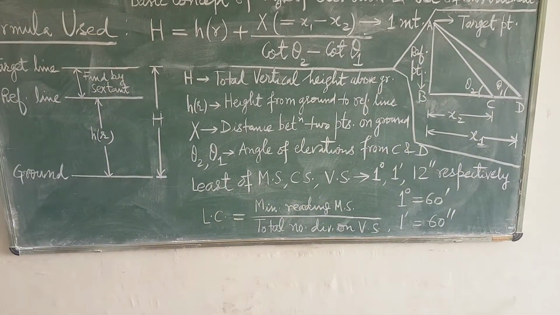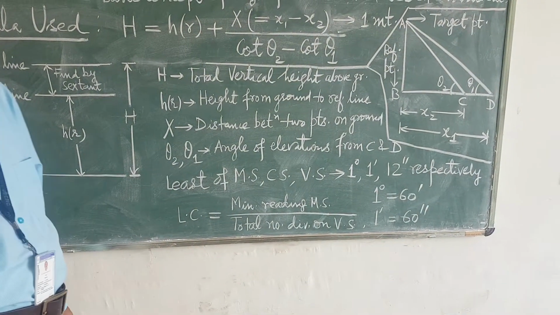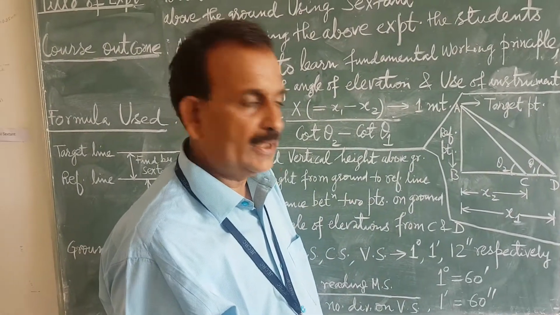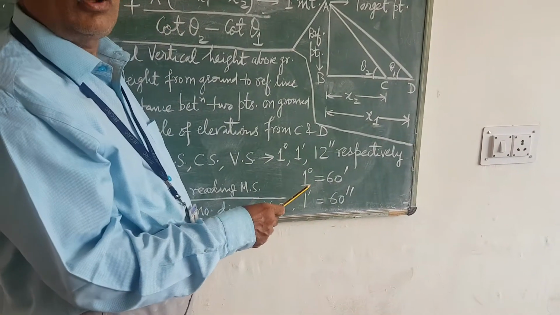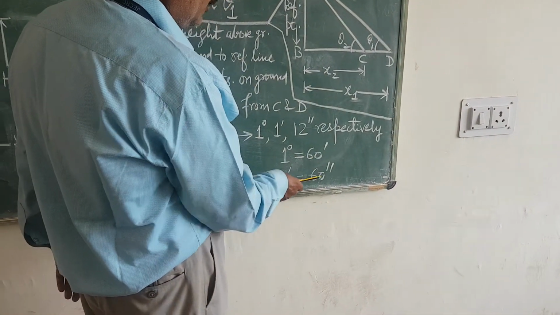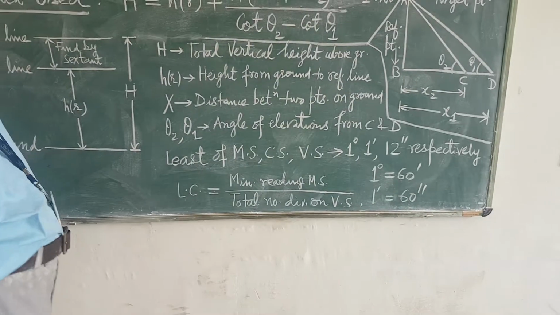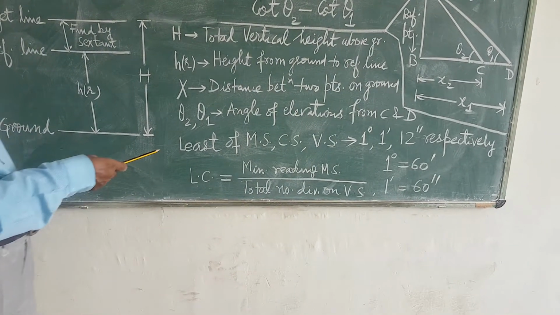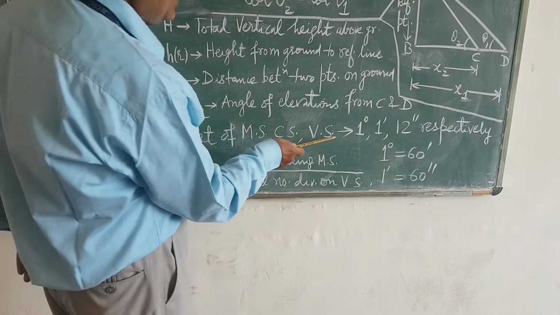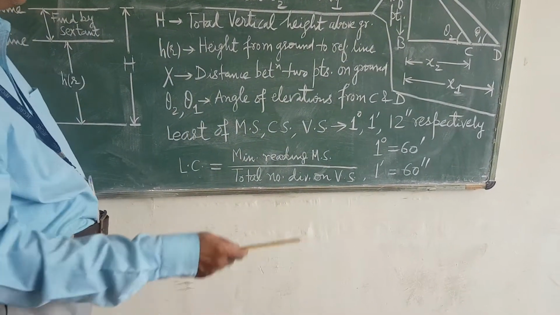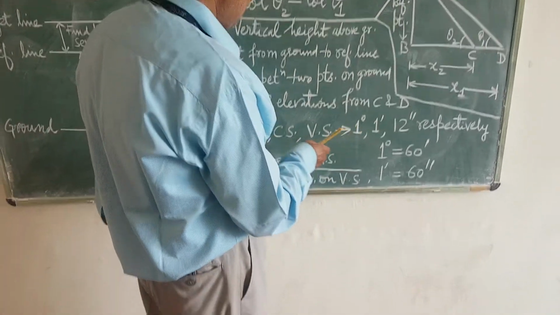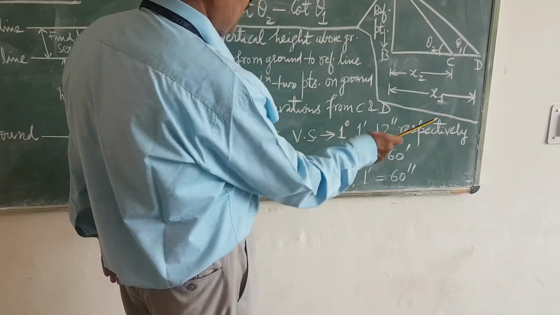The very important thing we are going to discuss here is that angular distance is always measured in degrees, minutes and seconds. A very important relation, all must know: 1 degree is equal to 60 minutes and 1 minute is equal to 60 seconds. There are 3 scales in the sextant: main scale, circular scale and vernier scale. The least count of the main scale is 1 degree, the circular scale is 1 minute and the vernier scale is 12 seconds respectively.